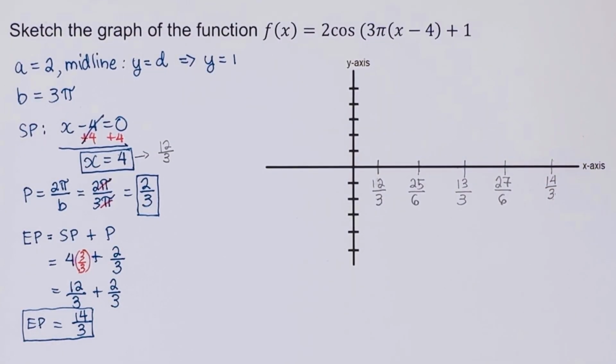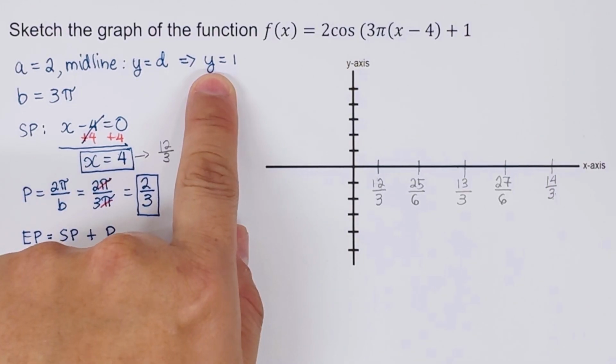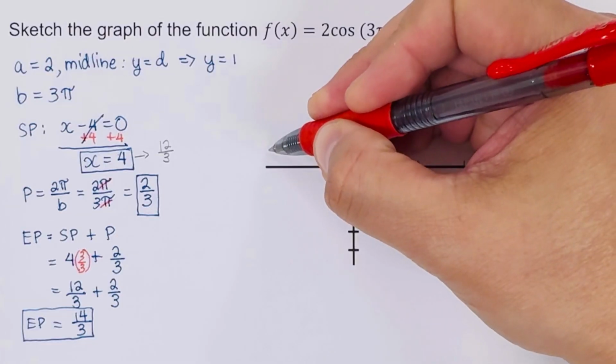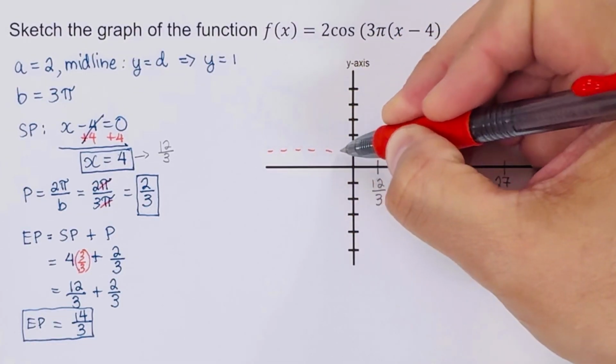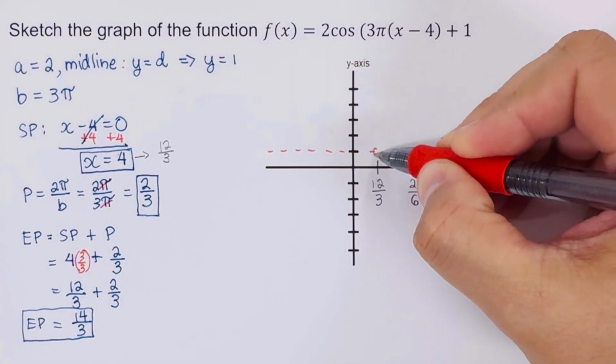We're now ready to sketch the midline. The midline is at y equals 1. So this is the y-axis, and this is 1 right here. I'm going to go ahead and draw the midline up here. On the midline, we are going to put the dots.